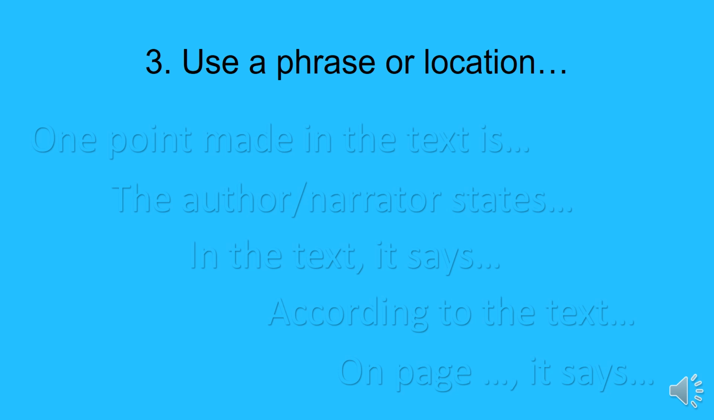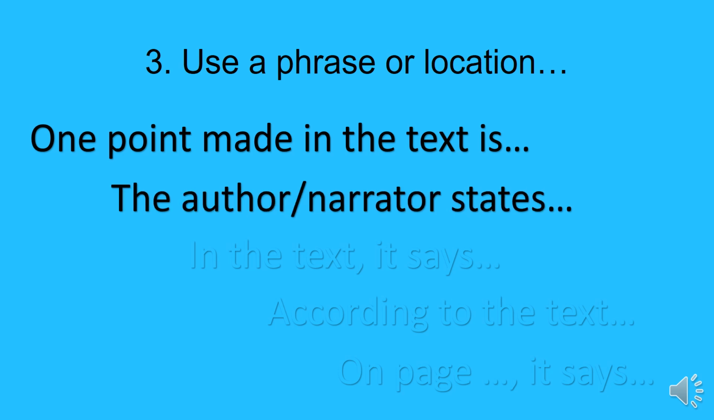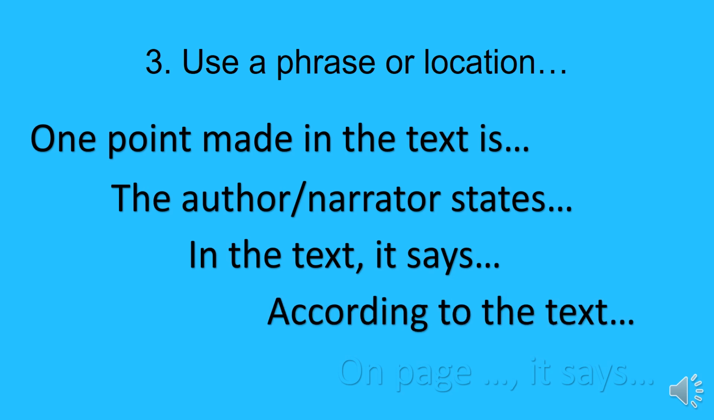So then I'm going to use a phrase or location in order to say this is where I found my evidence. So I could say something like, one point made in the text is, or the author or the narrator states, or I might say in the text it says. You might also use according to the text, or on page blank it says this. Okay, so these are all possibilities that you could use when you are trying to think of a phrase or a location to introduce your citing of evidence.